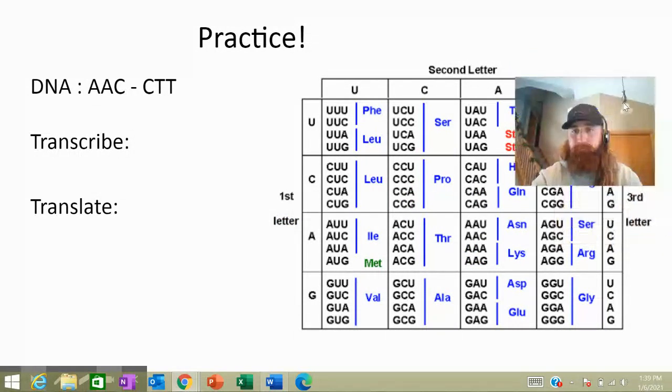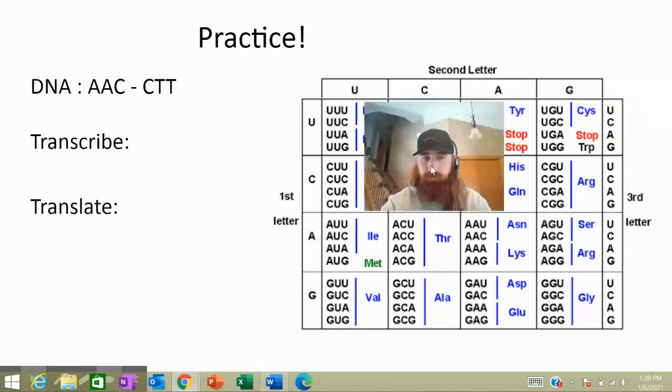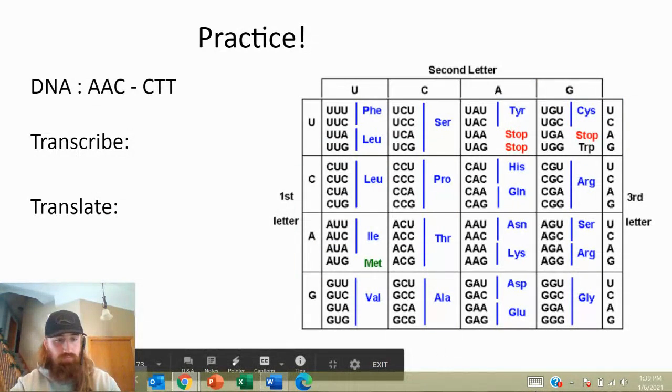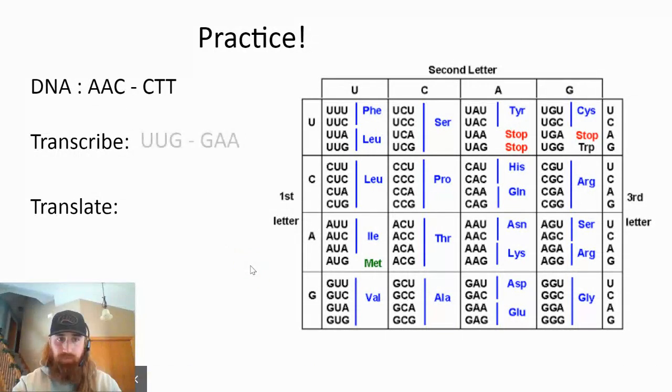Now, how do we actually figure out what amino acid represents what? We're going to do something called transcription, and we're also then going to translate it. And here's this big chart. So let's just do what we already know how to do. We have our DNA sequence. We have AAC, and we have CTT. Let's just transcribe this. So let's make our mRNA sequence, which should give us our UUG. Whoa, my bad. Our UUG and our GAA.